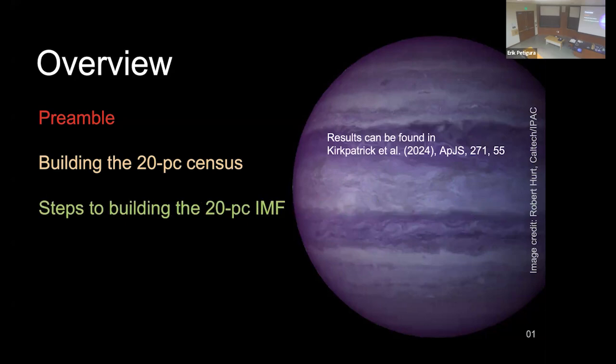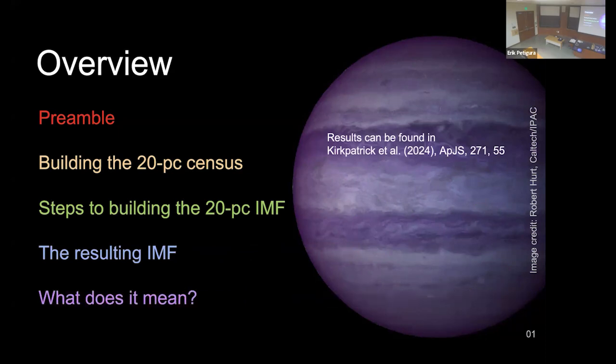Then in green, we're going to talk about the steps of building the actual IMF once we have the census figured out. Okay, and in blue, we've got the resulting IMF that results from that. We're going to talk a little bit about what that means. And then what it really means as far as a physical sense. So when we finally have the IMF figured out and we have an empirical visualization of it, what does it mean as far as the physics underlying star formation?